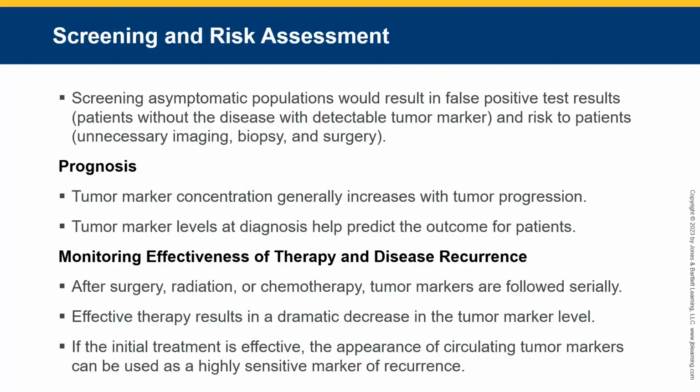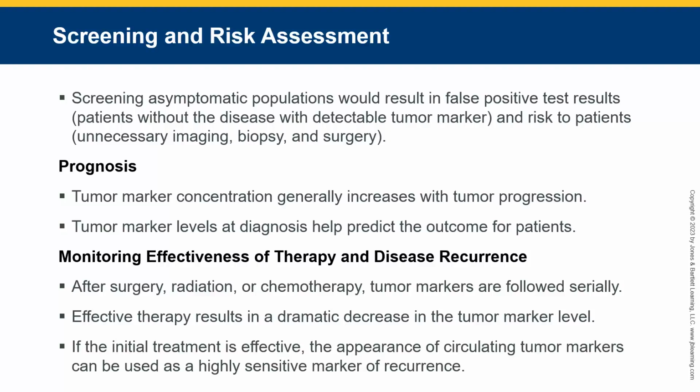So screening asymptomatic populations would result in false positive test results, patients without the disease with a detectable tumor marker, and risk to patients, so unnecessary imaging, biopsy, and surgery. Prognosis. The tumor marker concentration generally increases with tumor progression. Tumor marker levels at diagnosis help predict the outcome for patients.